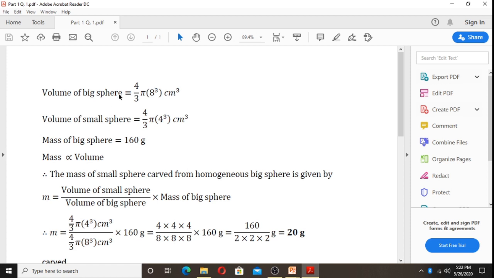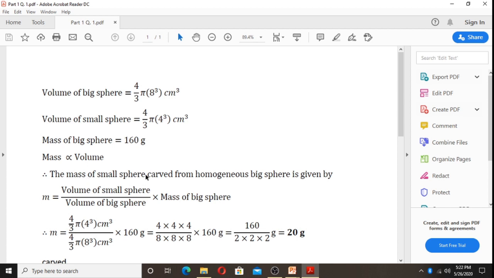See, as the big sphere has a radius 8, its volume is 4 by 3 times pi 8 cube centimeter cube, and the small sphere carved from that homogeneous big sphere is 4 centimeter, its volume will be 4 by 3 pi 4 cube centimeter cube. Also the mass of big sphere is 160 gram. We know that mass is directly proportional to volume and the big sphere is homogeneous.